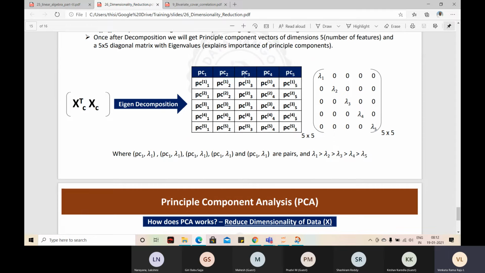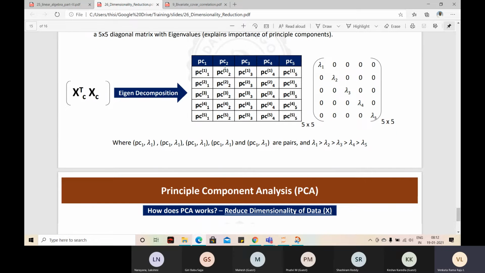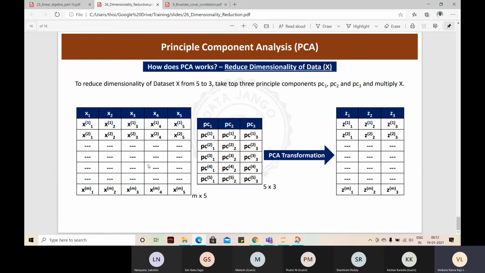You can take 4 or 2 or 1, it doesn't matter. It depends on how exactly you want to do it. I took 3 and multiplied my matrix. My original matrix is m by 5, m rows and 5 columns. I have taken 5 by 3, only 3 principal components. Now I am multiplying my m by 5 matrix with the 5 by 3 matrix. I'll get an m by 3 matrix, m rows and 3 columns. This is the ultimate transformed matrix.